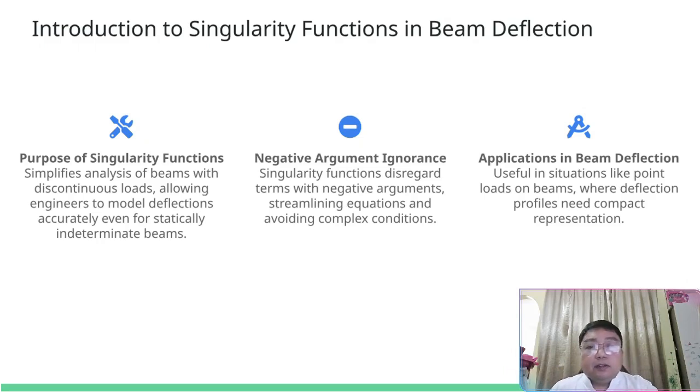Negative argument ignorance: the singularity function disregards terms with negative arguments, which simplifies the equation and avoids complex conditions for beam deflection. It is useful in situations like point loads on a beam, where the deflection profile needs a compact representation.